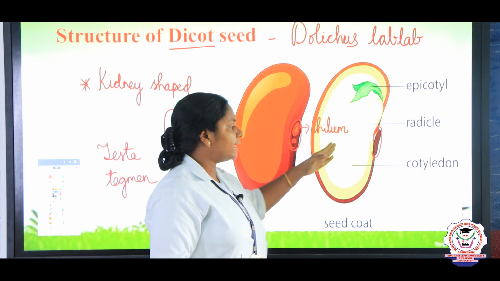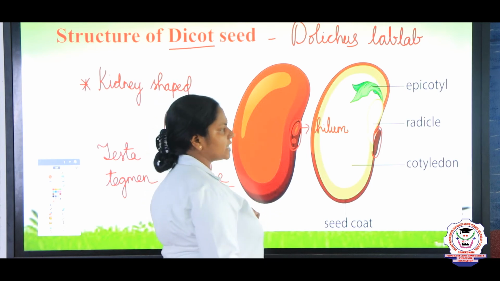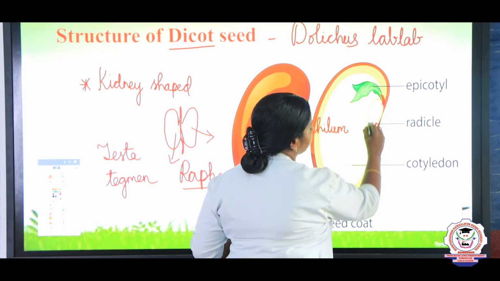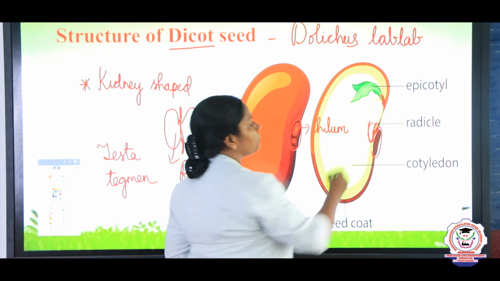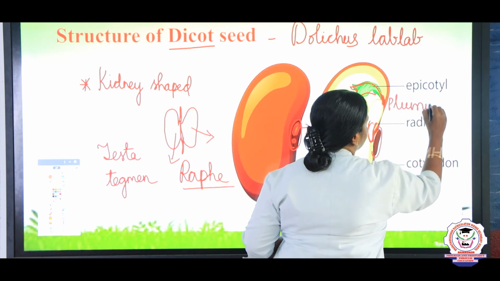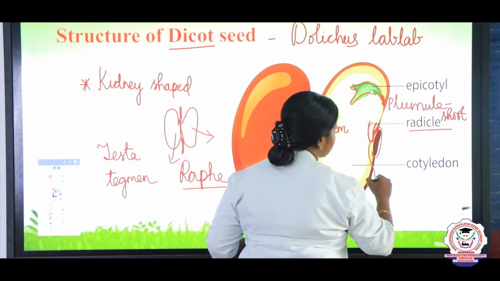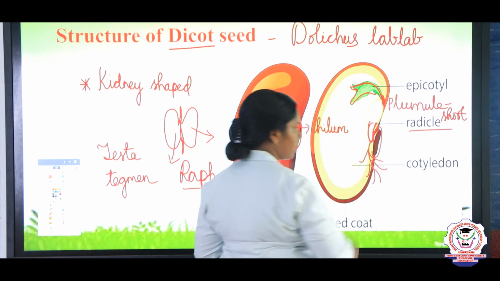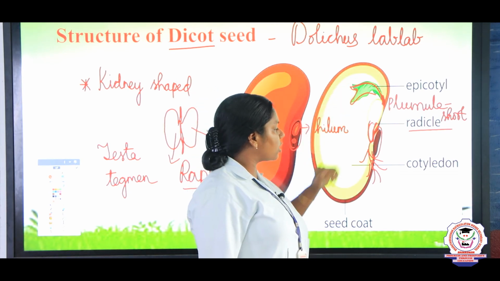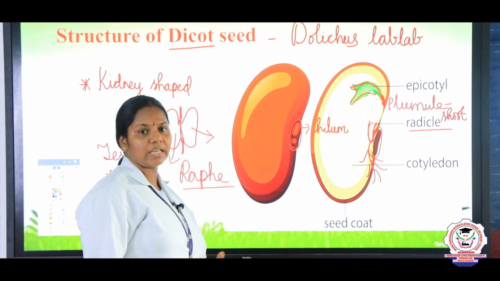And the embryo consists of cotyledons, and the embryonic axis consists of 2 portions. One is the plumule and another one is the radicle. From the plumule what arises? Shoot. From the plumule the shoot arises, and from the radicle what arises? The root arises, right. And the region above the cotyledon we say is the epicotyl and the region below the cotyledon we say is the hypocotyl. So this is about the structure of the dicot seed, children.